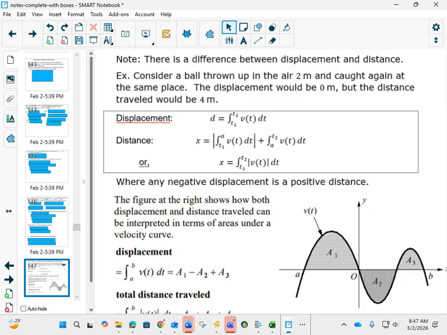So displacement has positives and negatives. Anything that's below the x-axis, that area is considered negative. And if you added up all those, you would get your displacement. So displacement is just the integral of your velocity. If we want to find our distance, we need to make this section positive.